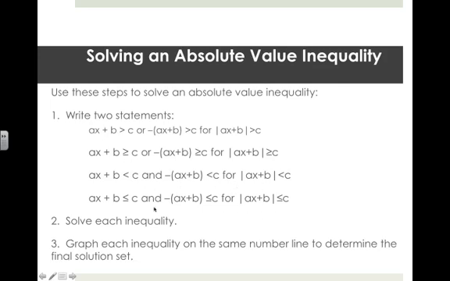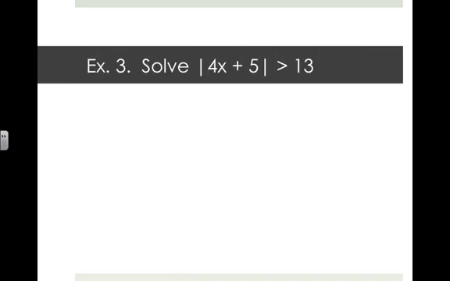For less than, it's the same kind of thing, but you're going to use and. Less than, and. So ax plus b is less than c or less than or equal to, and then the opposite is less than c or less than or equal to c, depending on what you start with. You're going to solve each inequality and graph each inequality on the same number line to determine the final solution set. Okay, so let's look at the absolute value of 4x plus 5 greater than 13.